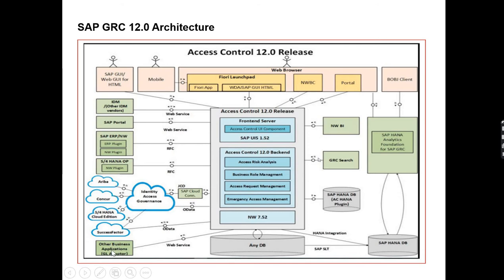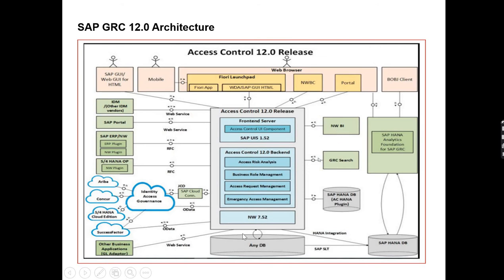We can even connect non-SAP systems with GRC, and we can connect the BI system and BW system. We are able to connect GRC search, and we are also able to connect the HANA DB system with GRC. So these are the systems we are able to connect in the GRC 12.0 system.